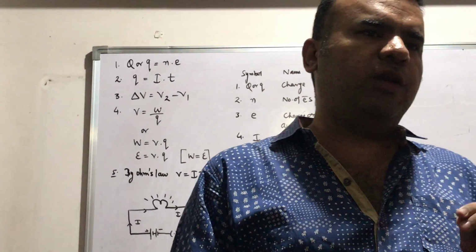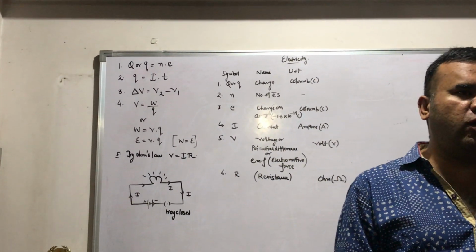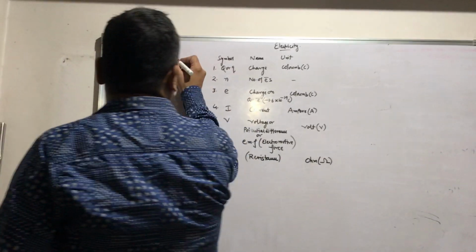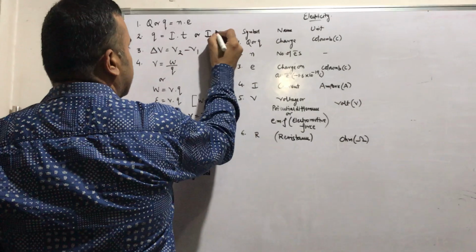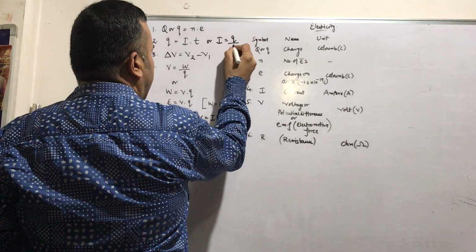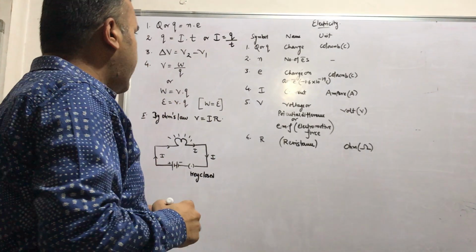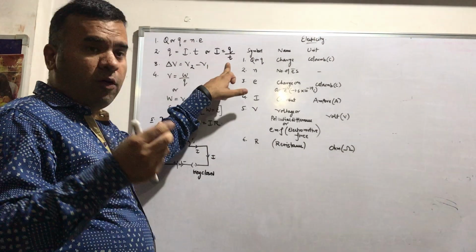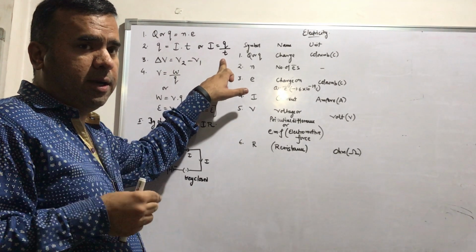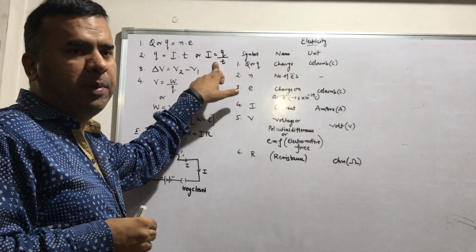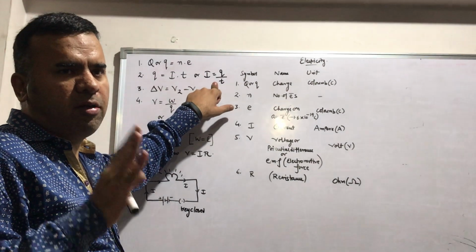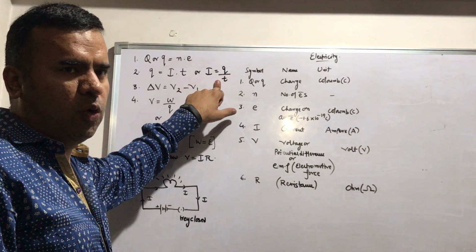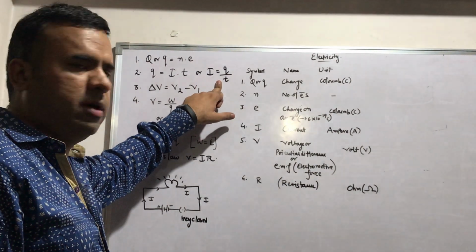So the simple definition of current is, it is the rate of flow of electric charge. With the help of this formula, you can write capital I, which is the current symbol. Its unit is ampere. Capital I is equal to Q by T. Rate of means anything divided by time, right? So it is the rate of flow of electric charge, that is called current.